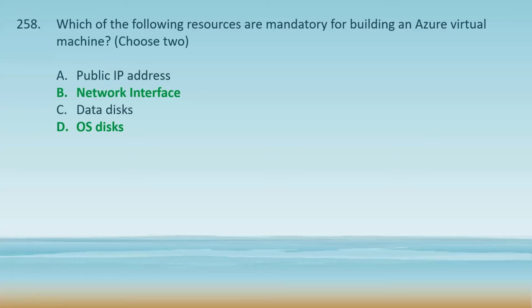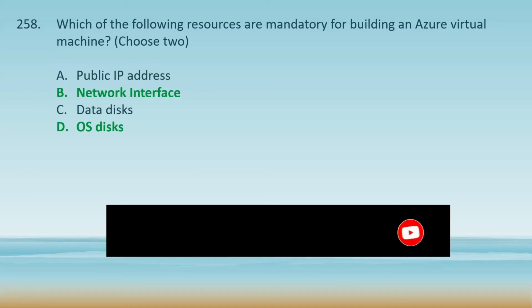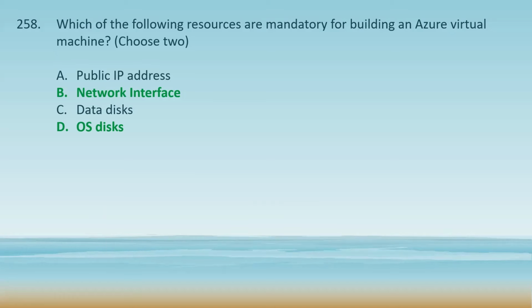Data disk and public IP address are optional resources and are used based on the requirement. For example, you are building something which needs to be publicly accessible outside of your Azure network. You would bring public IP address in the picture. OS disks are by default needed because the OS is installed in the OS disk, which is usually the C drive. But let's say you have a requirement to have a separate disk for storing data, so you'll create a data disk. But it is not a primary requirement to spin up a virtual machine. When you are spinning up the virtual machine, you just need OS disk and not data disk.